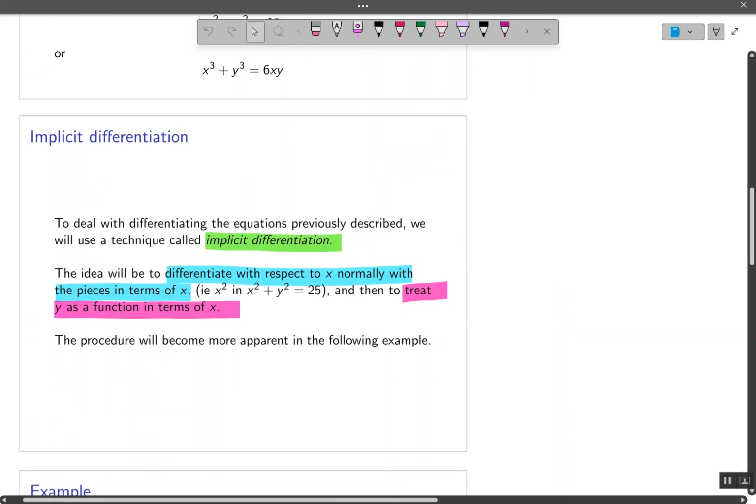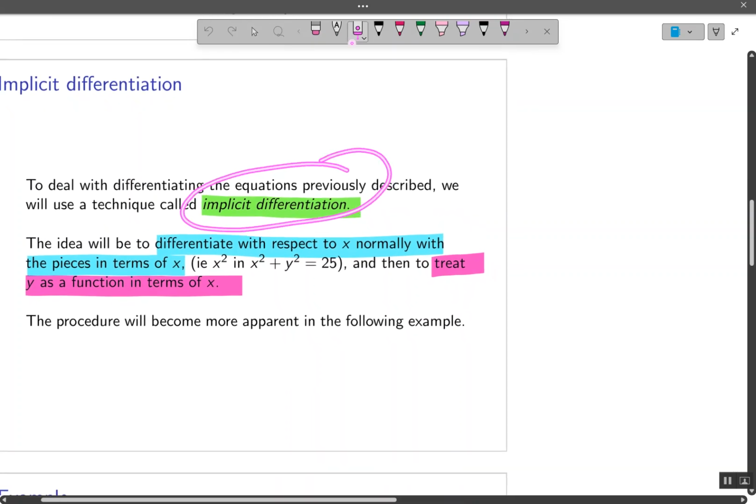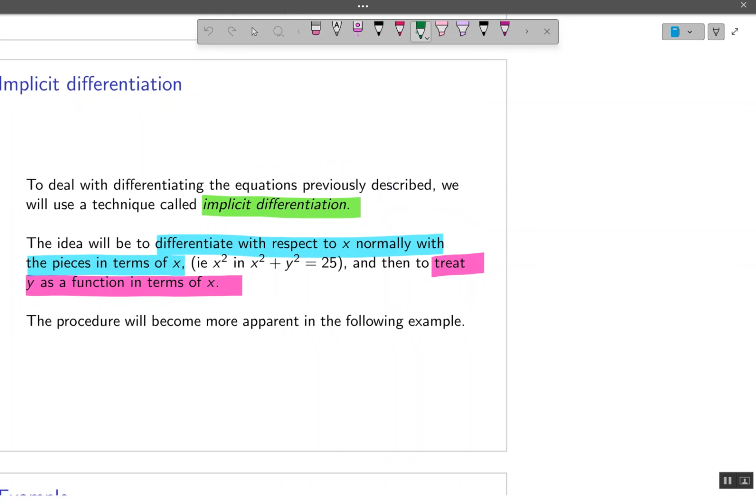So to do that, we use what's called implicit differentiation. The big idea is that y has to be able to be written explicitly as a function of x. So something like this, right? And all the functions we've seen before. This is y explicitly as a function of x.